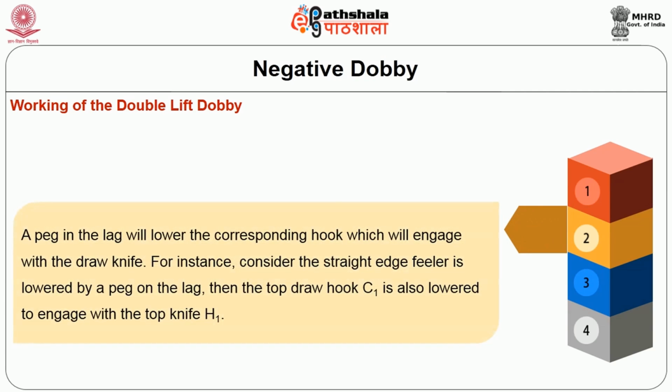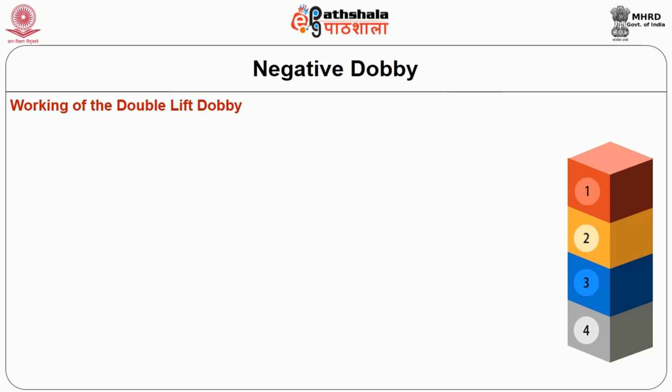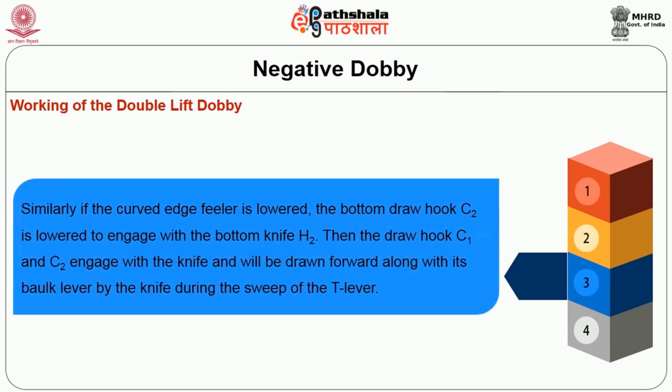A peg in the lag will lower the corresponding hook, which will engage with the draw knife. For instance, consider the straight edge feeler is lowered by a peg on the lag. Then the top draw hook C1 is also lowered to engage with the top knife H1. Similarly, if a curved edge feeler is lowered, the bottom draw hook C2 is lowered to engage with the bottom knife H2. Then the draw hooks C1 and C2 engage with the knife and will be drawn forward along with the balk lever by the knife during the sweep of the T lever.